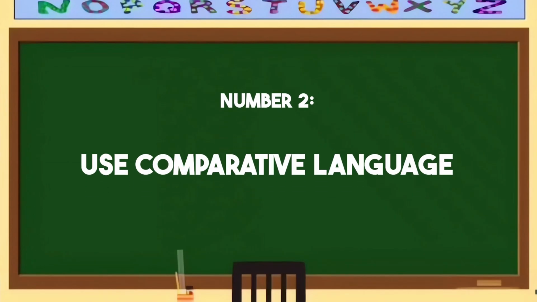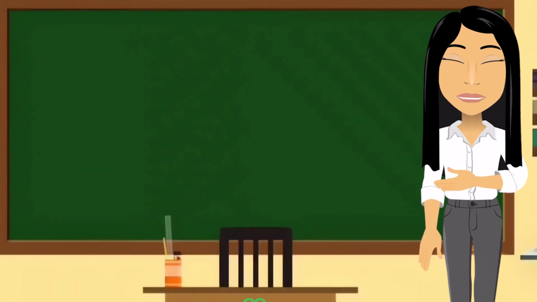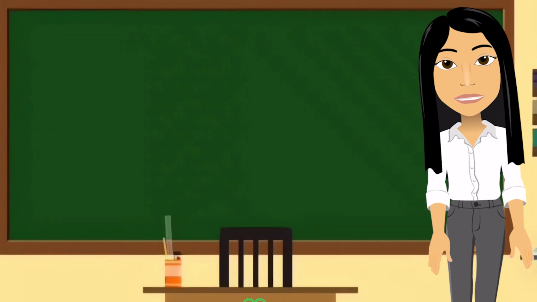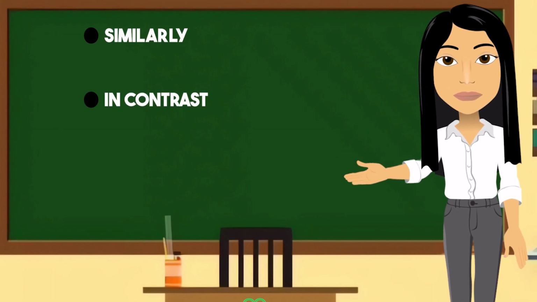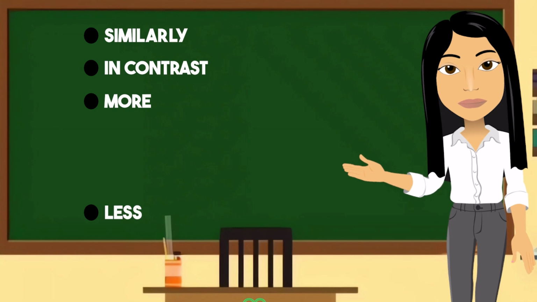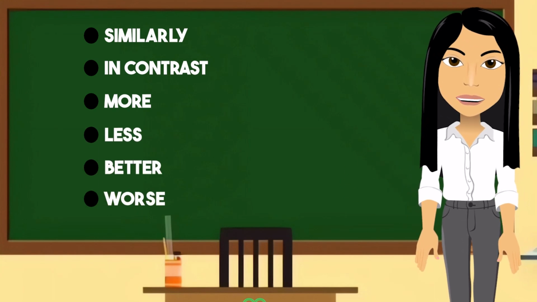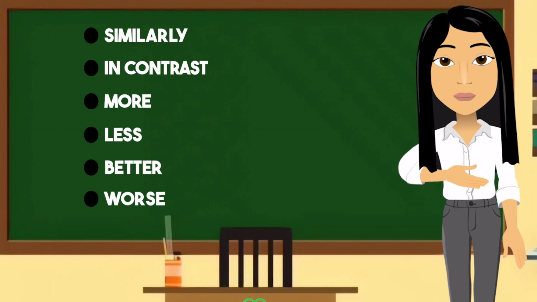Number 2. Use comparative language. The language you choose can significantly impact how clear your comparisons are. Using specific comparative words and phrases like similarly, in contrast, more, less, better, and worse helps signal comparisons to your audience, making it easier for them to follow your argument.